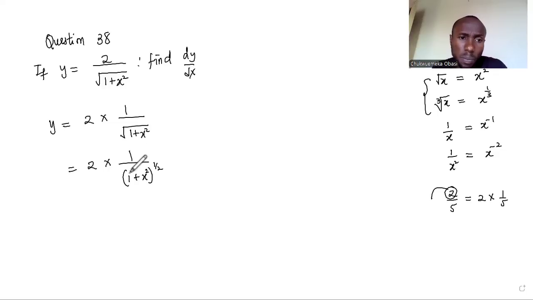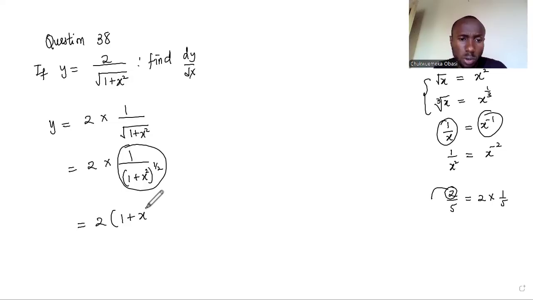So from this very point, what else can we do? We can still go further to say that if you have 1 over x, you know how to put this in index form. So this expression is still going to become 2 times 1 plus x squared all to the negative 1 over 2. So this is quite easy. We are just applying the exponential rules, or what you call the laws of indices.